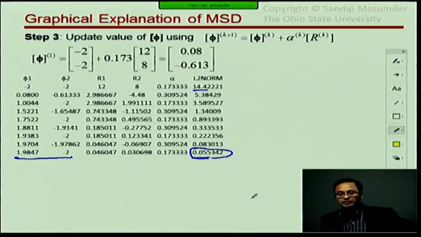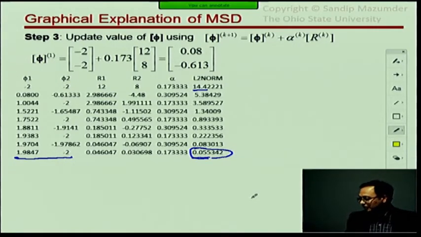Now, this is a 2 by 2 problem. That's something we have to realize. Think about a 1 million by 1 million problem. I mean, how many zigzag paths are you going to take? It can be a lot of turning back and forth. That's one of the problems with the method of steepest descent: because the search directions are always orthogonal to each other, you end up getting way too many changes in directions.